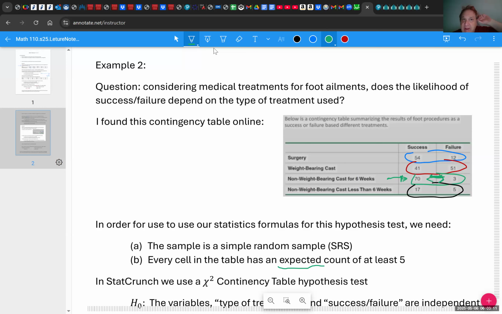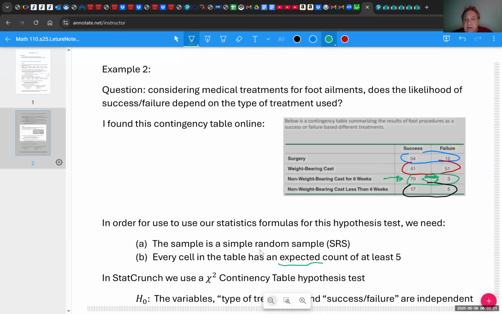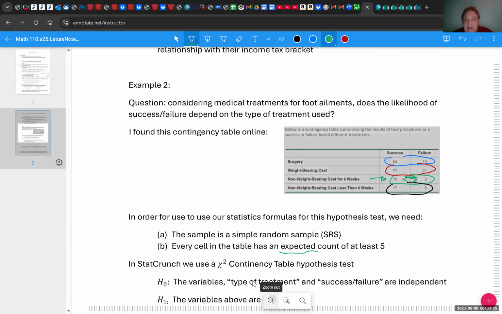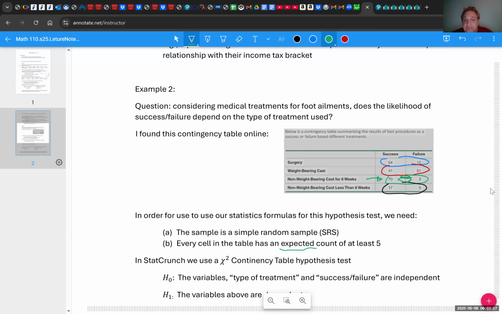So just keep that in mind when you're evaluating a situation to see if it satisfies the requirements for our statistics. All right, I'm going to zoom back out a little bit here to make it a little bit easier to read the screen, for me at least, to see all the stuff together.